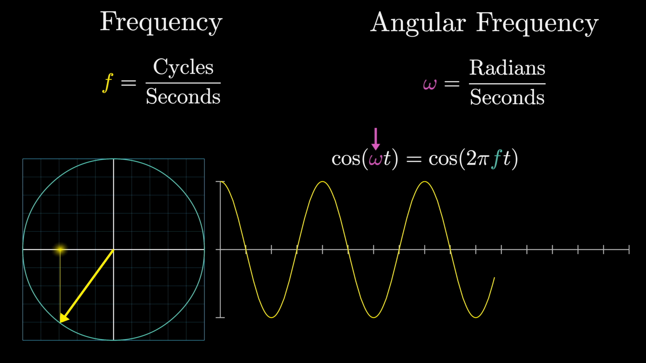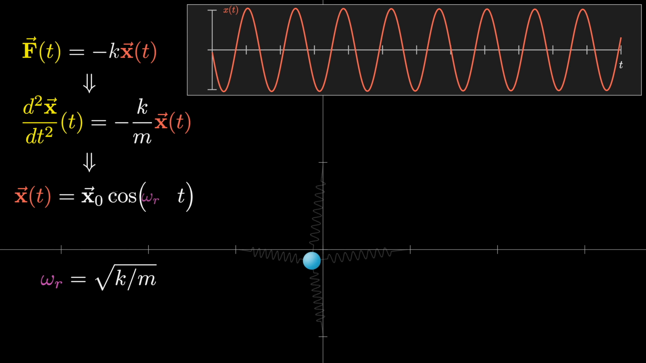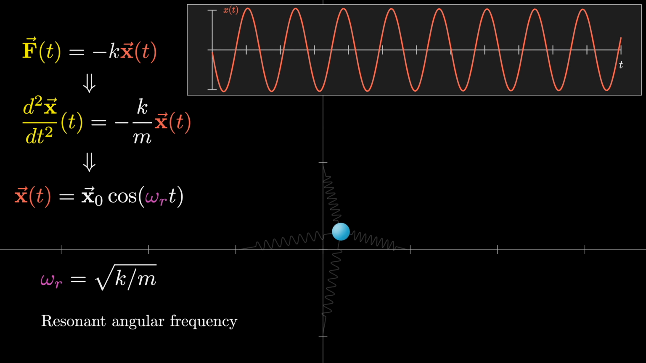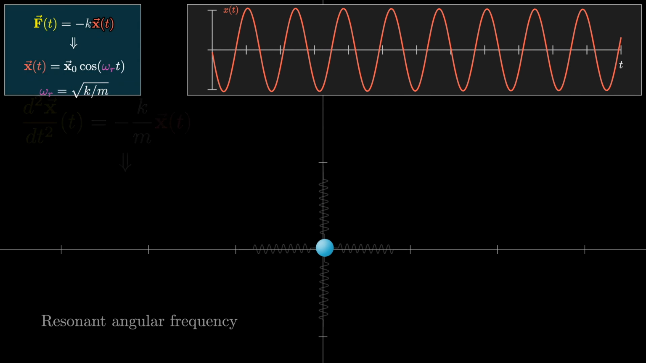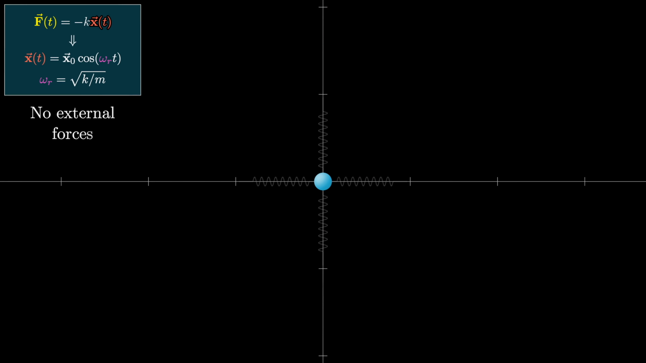This is why angular frequency makes the math a little cleaner. For example, in our simple harmonic motion, the term sitting in front of t looks like the square root of k divided by m, which I'm writing as omega sub r. Let's package all of that up and call that our solution in the simple case where there's no external force acting on our charged particle.